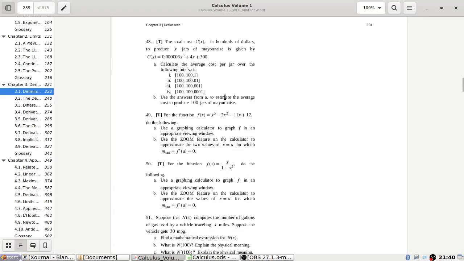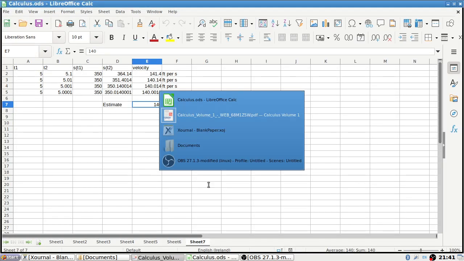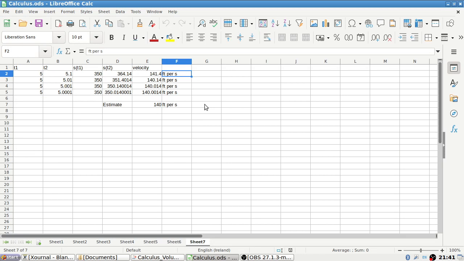Okay, let's have a look here. The total cost, C(x), in hundreds of dollars to produce x jars of mayonnaise is given by that formula. Calculate the average cost per jar over the following intervals. Is that similar to this one, isn't it? Yeah, it kind of is. We can just make some changes here.